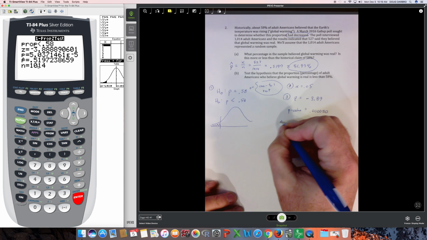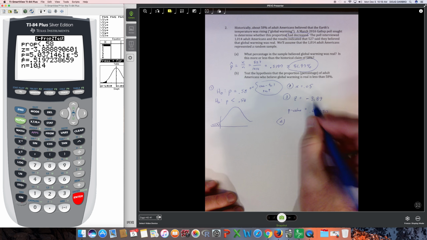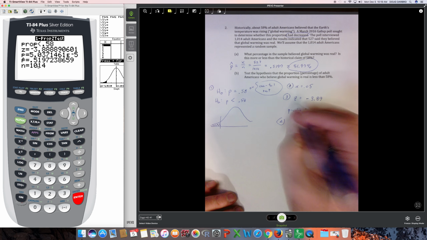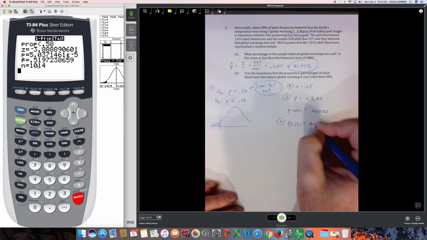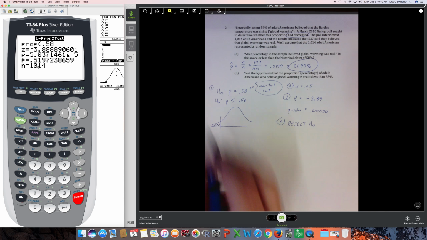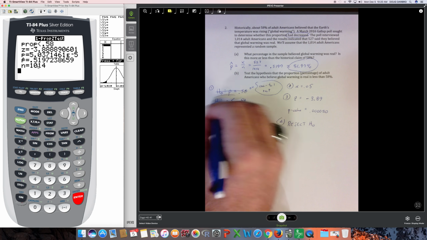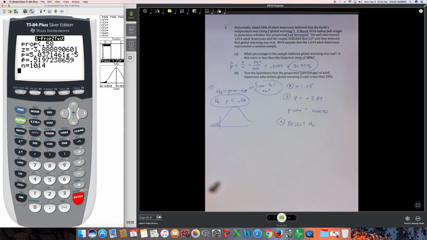So, guys, what's our decision? Well, our p-value is definitely less than our alpha. So we're going to reject the null hypothesis. So we're going to draw a line here. The results from our test indicate that the percentage of people who believe in global warming has actually decreased from the historically believed value of 58%.